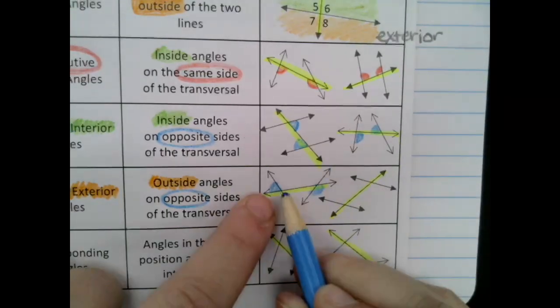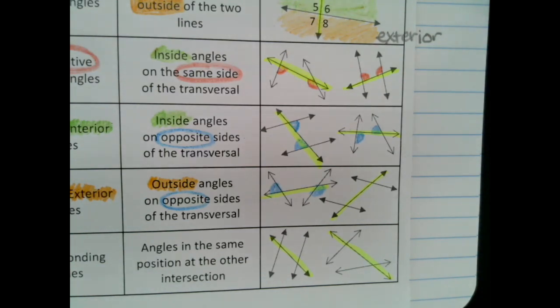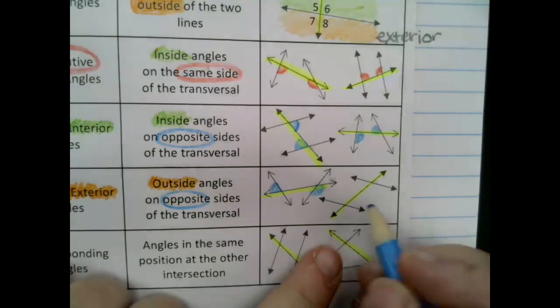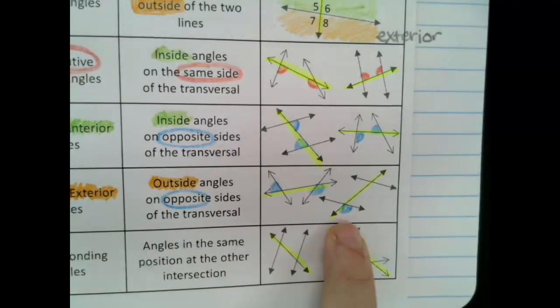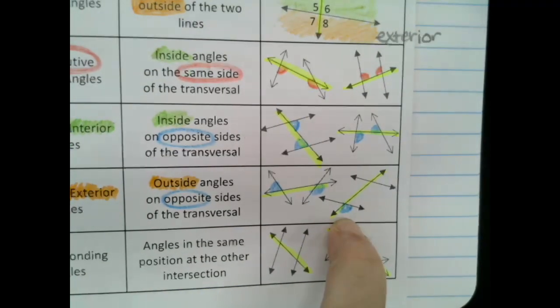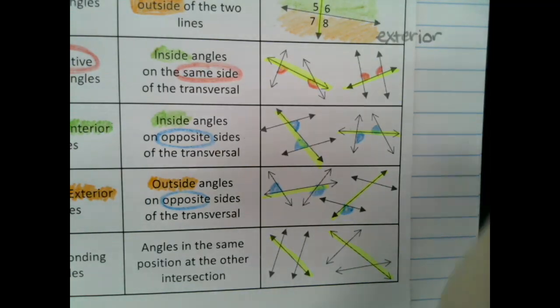So it's going to the outsides now. They're following those arrows away from each other. And then we're switching sides. All right, this one I'm going to shade in, down here. Try and find the alternate exterior for that one. Alternate exterior.